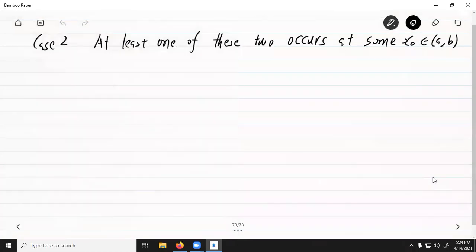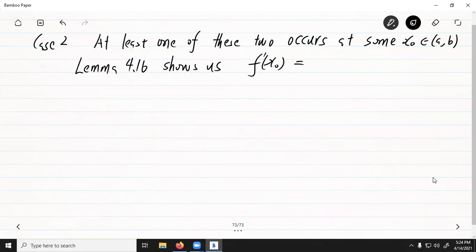So case 2, then the lemma 4.16 shows us this f prime at x0 must be equal to 0. There we are done, right? We consider all the cases. So this is the Rolle's theorem.